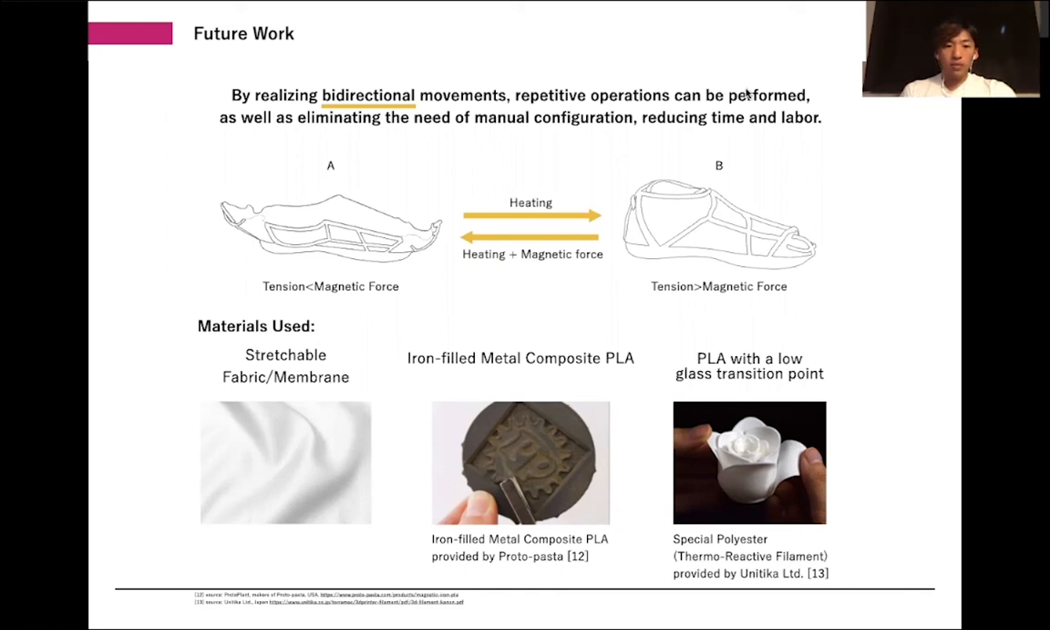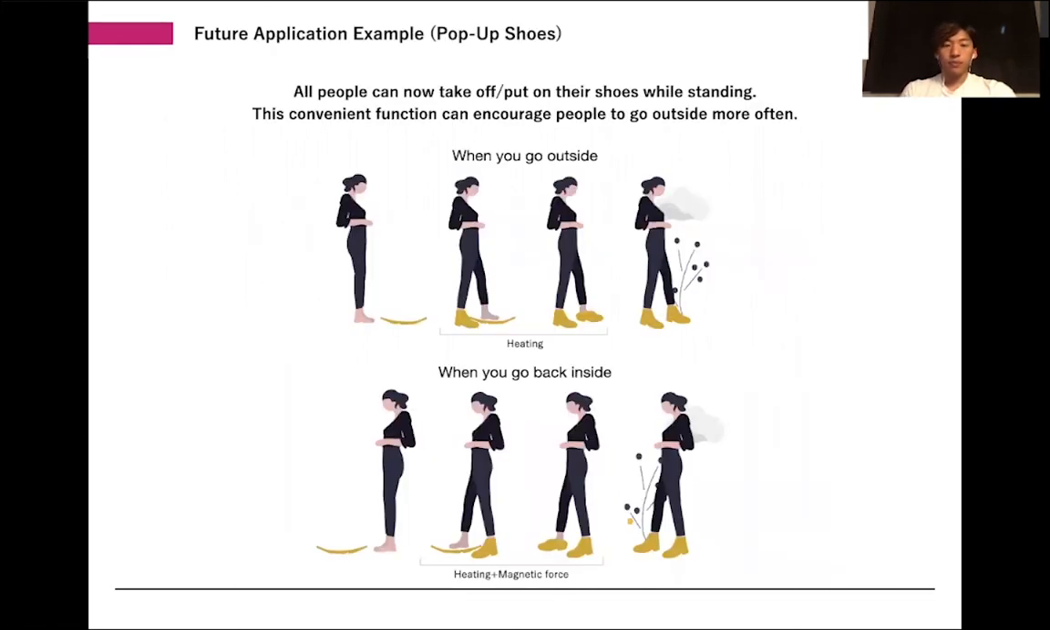However, this method of bidirectional 4D printing still faces problems. First, durability, difficult to repeat deformation. Second, balance of power, difficult to control the balance between cross tension and magnetic force. If we can overcome these challenges and achieve bidirectional 4D printing, we can create products that can change their shape according to the situation. It has the potential to solve society's problems or create new lifestyles.